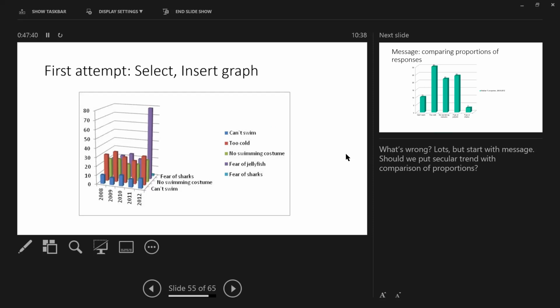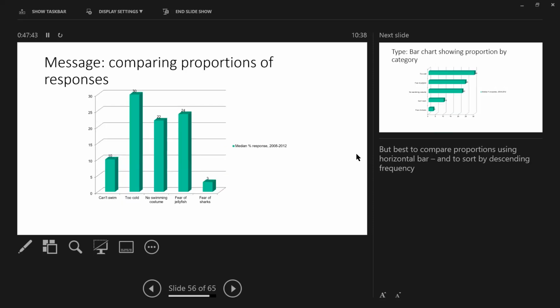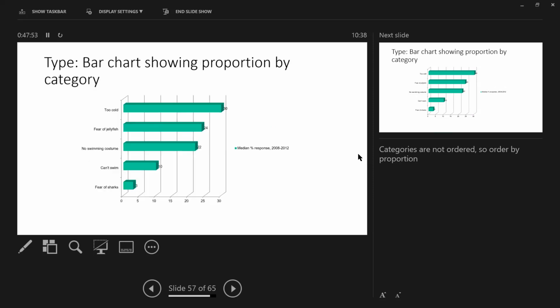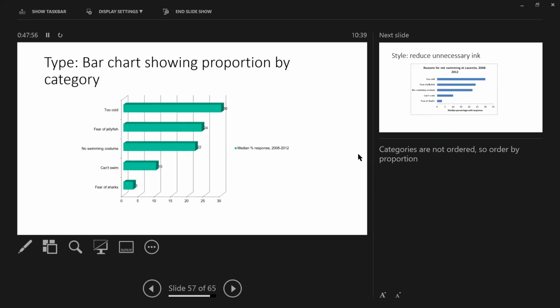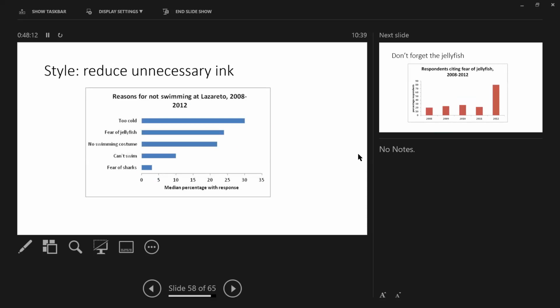So you can do another graph. We'll see in a second. So we've seen this one. Now we said there's no logical order to these categories. They're just categories of response. So you can flip the chart and organize it by order of magnitude. And the 3D actually makes it harder to read. Are you looking at this point or this point? Okay, it's becoming clearer.